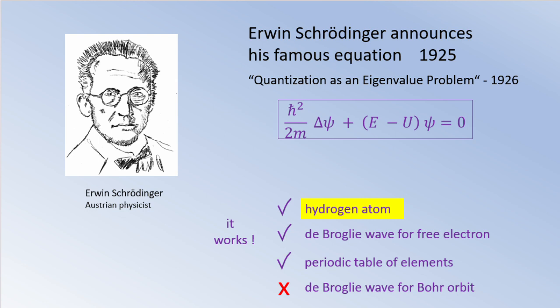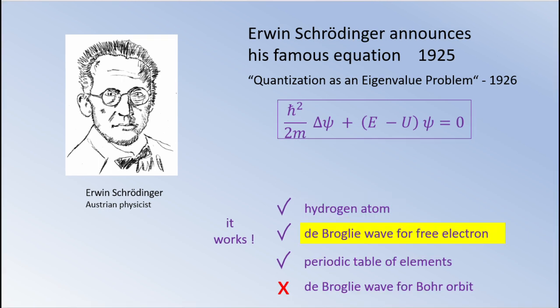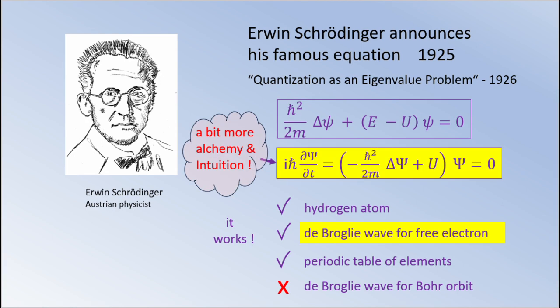The equation explained the structure of electron energy levels in the hydrogen atom and even much more. It described the de Broglie wave for a free electron, but there was a minor wrinkle in that Schrödinger added a bit more alchemy and wrote the time-dependent equation for free particles, in which an imaginary unit i appeared. The imaginary unit meant that the wave function is in reality a so-called complex function, that is, it consists of two functions in the general case.